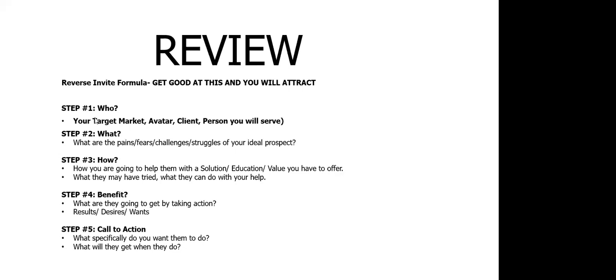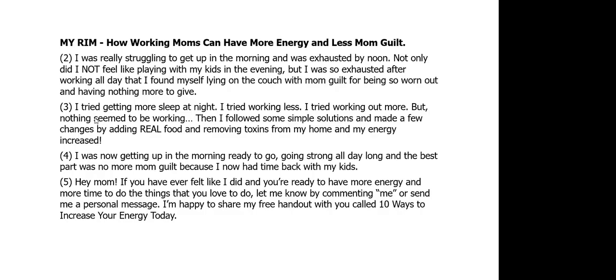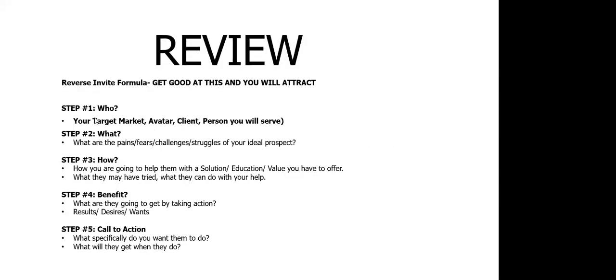Step number four, the benefit. So what are they going to get by taking action? I shared on mine that what I got was I was now able to get up in the morning ready to go. I was going strong all day. The best part, I had no mom guilt, and I had the time back with my kids. So those were what I had. Now, you're going to talk about the results, desires, and wants that you've written down on your RIM sheet. And then the call to action, the last step again, is what specifically you want them to do and what they will get when they do it, all right?